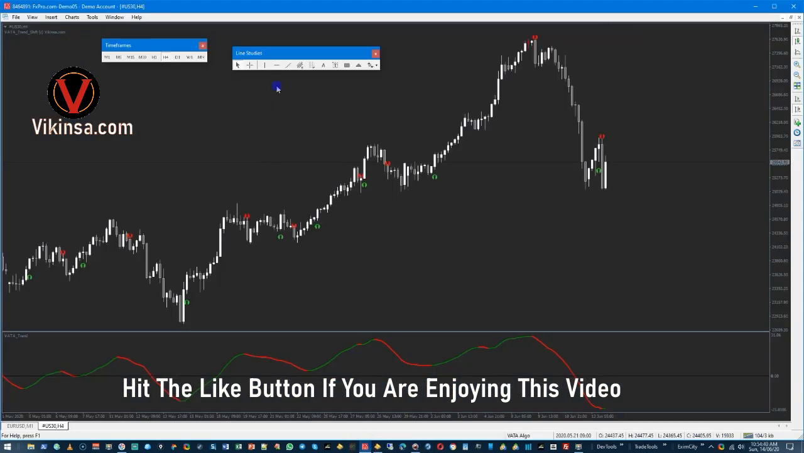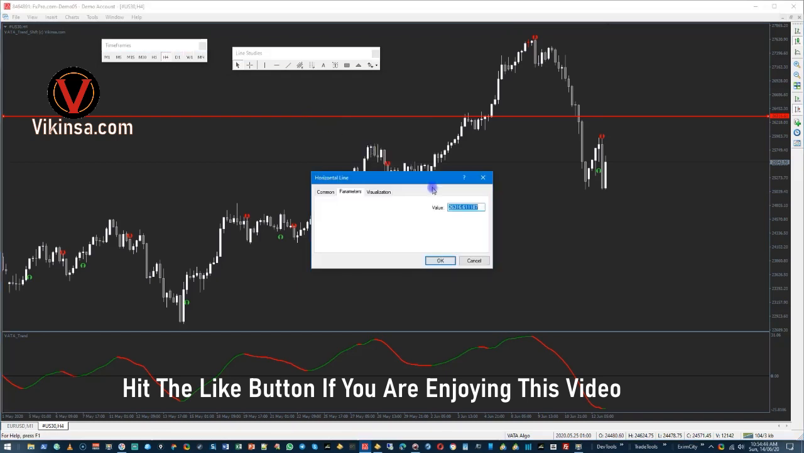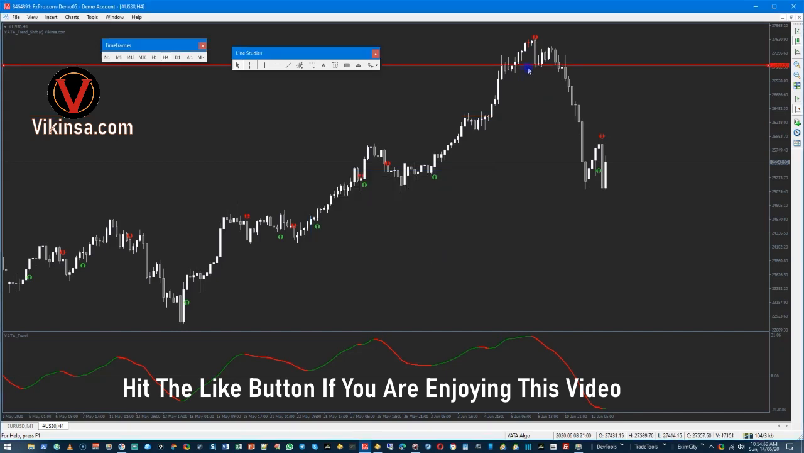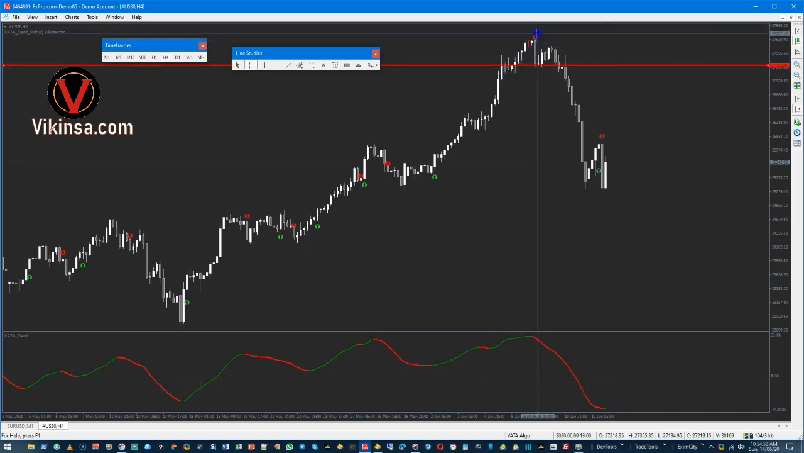So we go back here and we form a line at 27180. So that's the line, and that is the zone we were looking at. And you can see that VATA Trend was able to identify that signal. This is the red arrow, and right there the trend has changed.